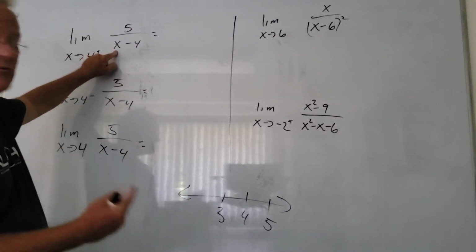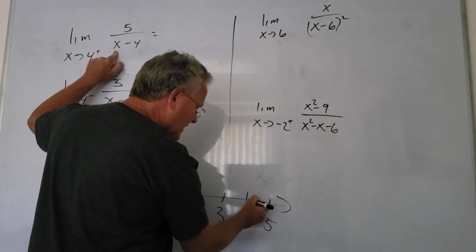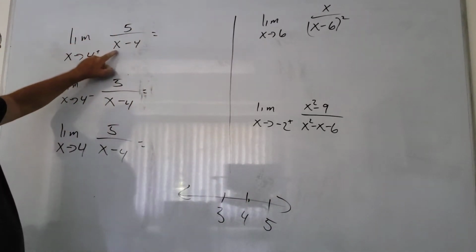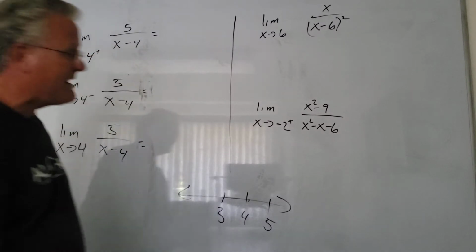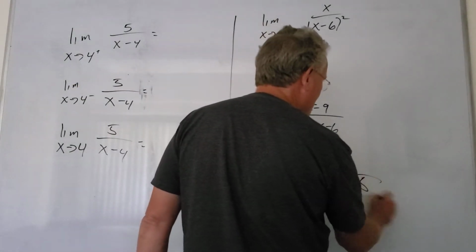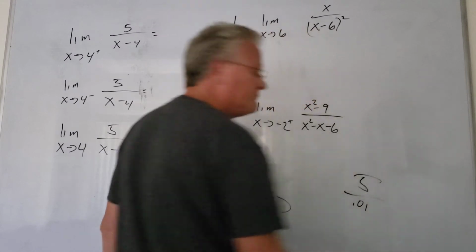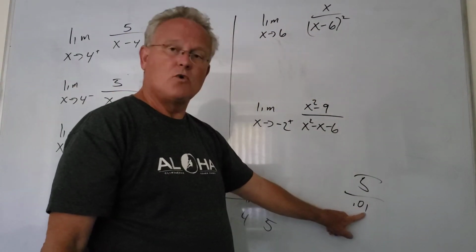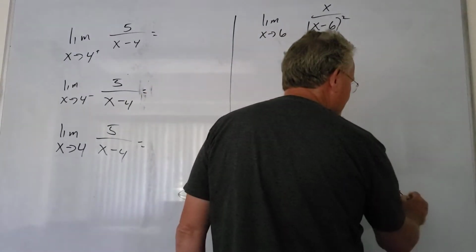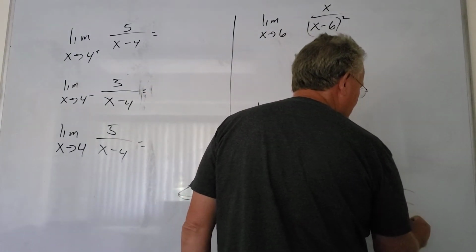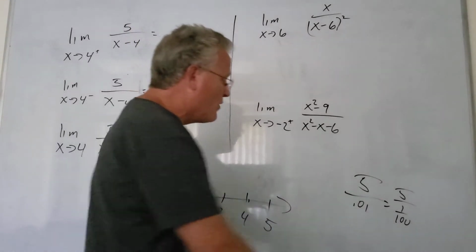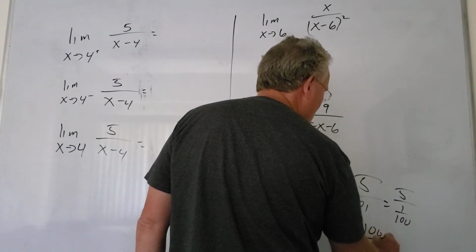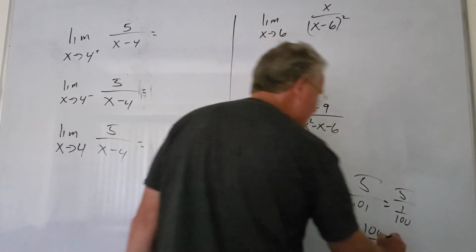Let's say when we're right here, that's 4.01. 5 over 4.01 minus 4 is 5 over 0.01. Now, this is 1/100th. And 5 divided by 1/100th is 5 times the reciprocal, 100 over 1. We end up with 500.